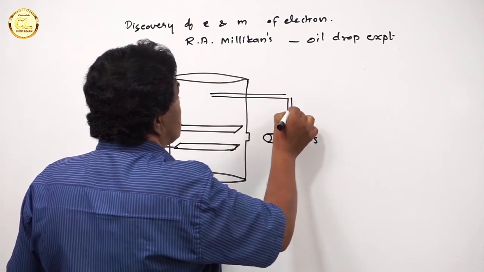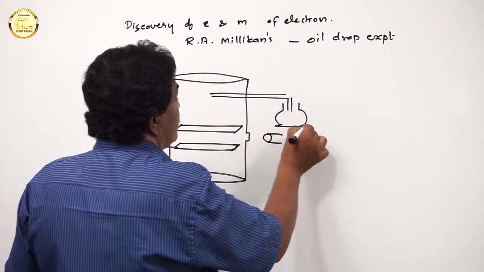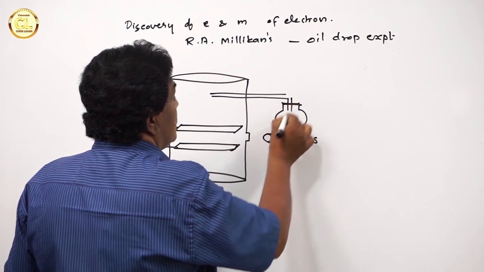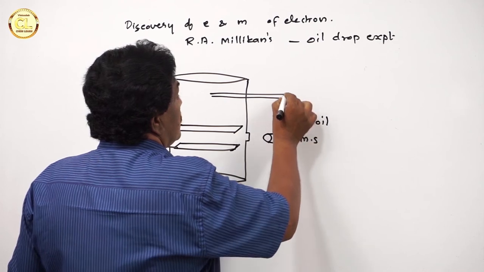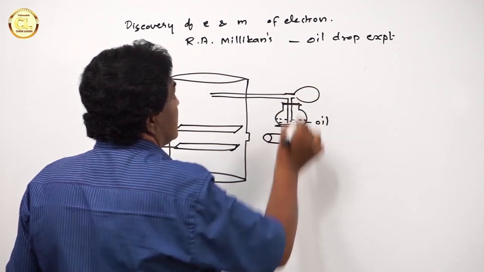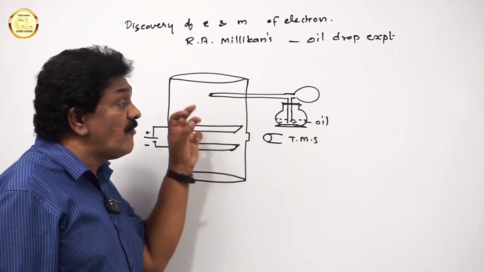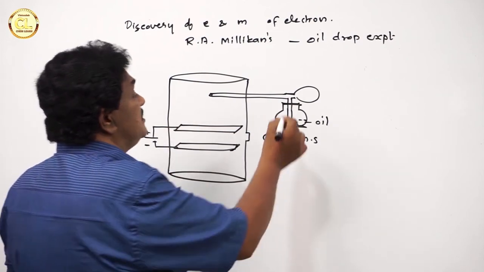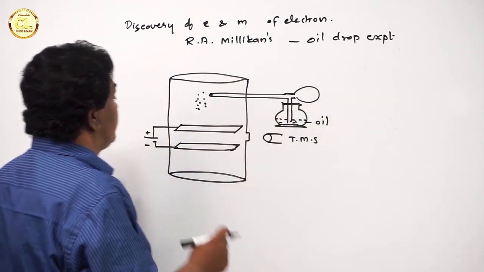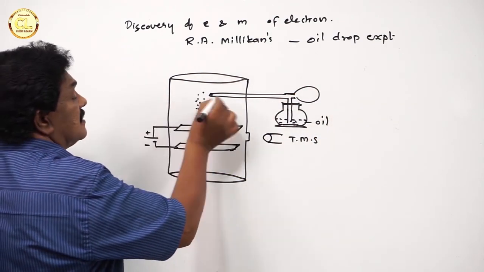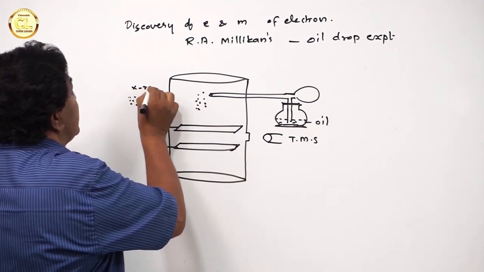An atomizer or sprayer is used to introduce oil droplets. Here oil is taken. The atomizer contains a blower like this. A fine spray of oil droplets is allowed at the top of the tank using the blower. The oil droplets are electrically charged by passing X-rays.